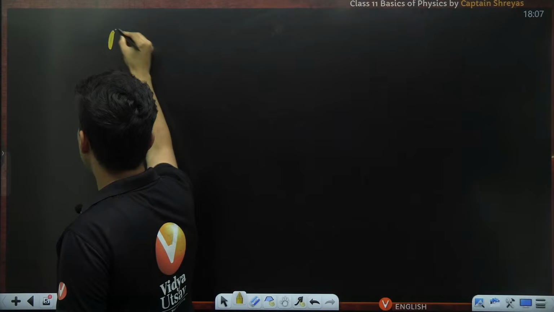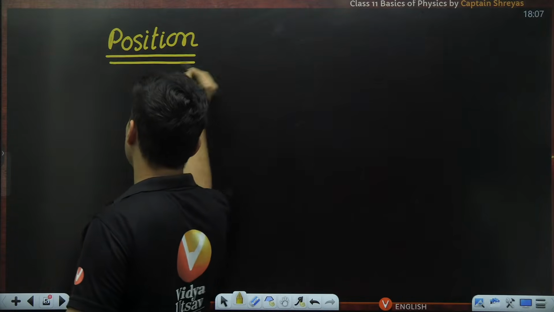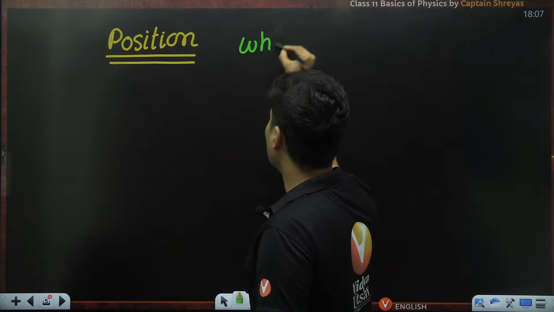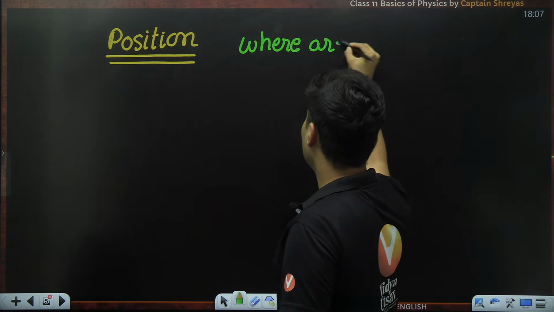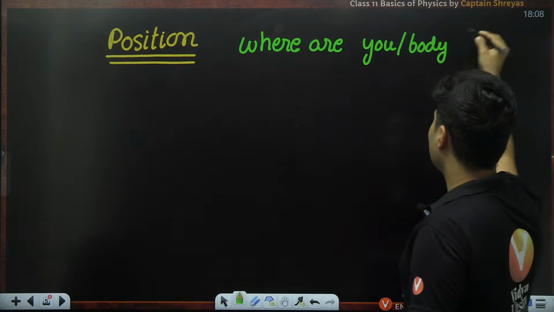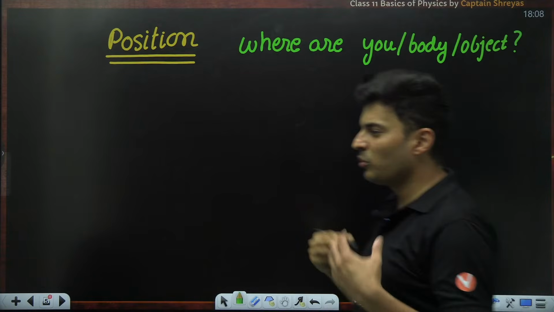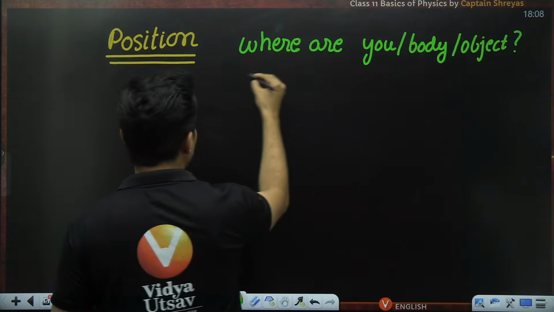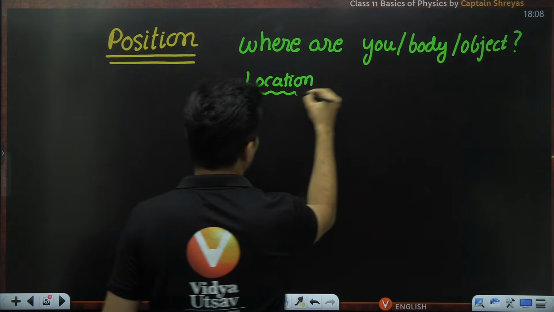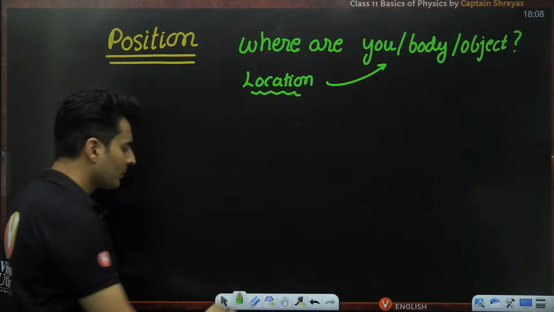Let's talk first about the word position, because this usually comes in kinematics. Position means where are you? Or basically, where is that particular body or object which you are considering? What is the location of that body, or you, or the person, whatever object you are looking at?